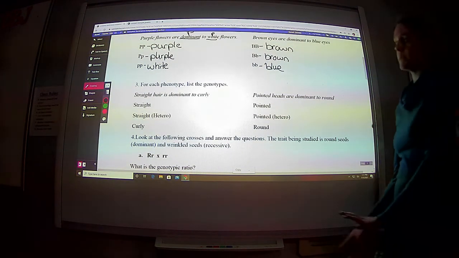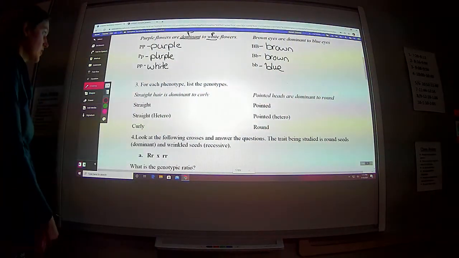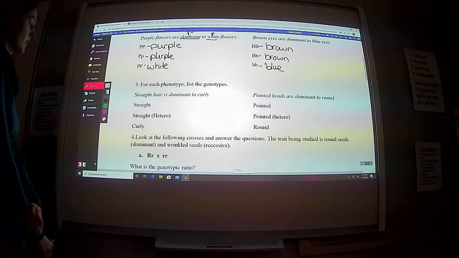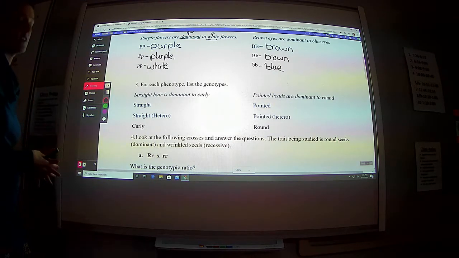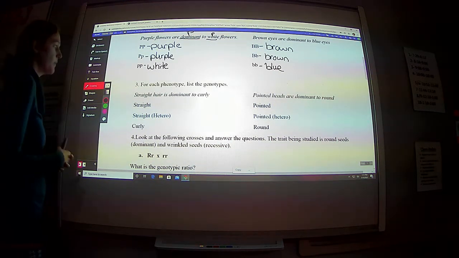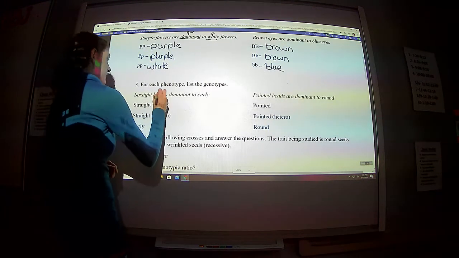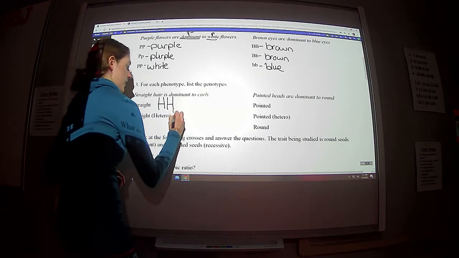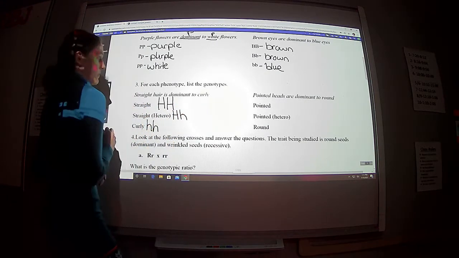Now we're going opposite of what we just did. So for each phenotype, you're going to list the genotypes. Straight hair is dominant to curly hair. So for this one, I know S's are difficult to tell whenever you're writing something out, so I'm going to use the letter H to represent my hair types. So if straight is dominant, it would be this. If it's heterozygous, it's going to be one of each. Curly hair is going to be two lowercase ones.